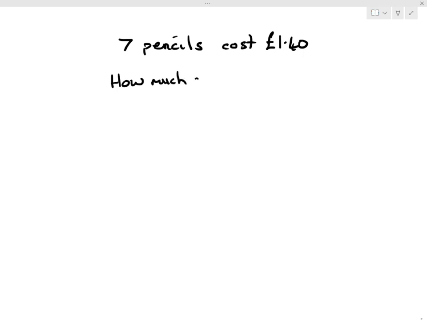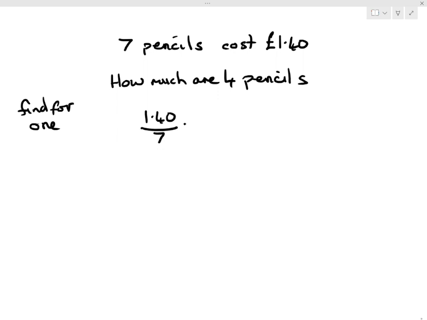Right. 7 pencils cost £1.40 conveniently. Yeah. How much are 4 pencils? So find for 1. Yeah. So we got £1.40 divided by 7 is 20p, and 20p times 4 is 80 pence.